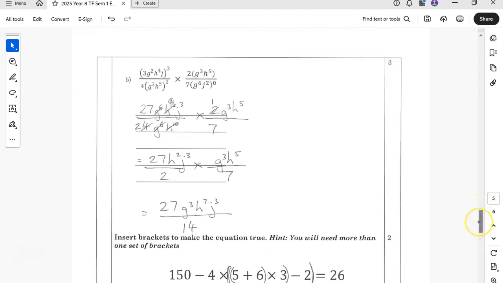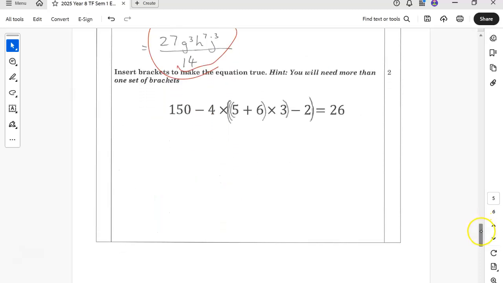This one here, a lot of people made the mistake, this 3 is inside the bracket. So you've got 3 cubed equals 27, 27 as well as multiplying the others. And you can see that when you cancel this down here and here, this stays as 27. And then your answer is 27 g cubed h to the power of 7 and j to the power of 3.